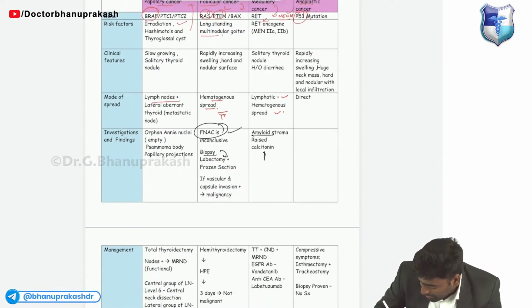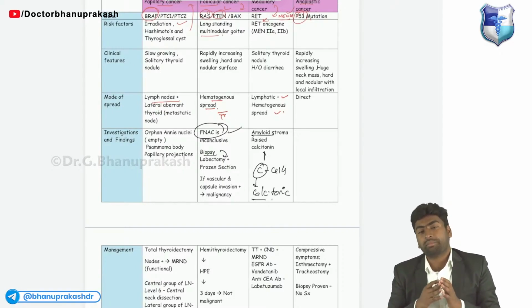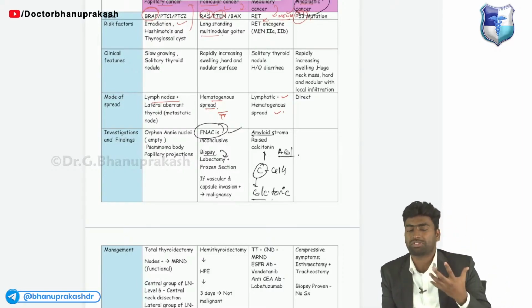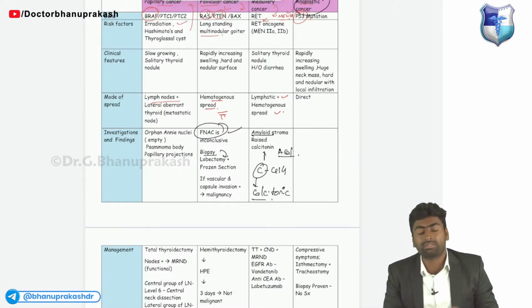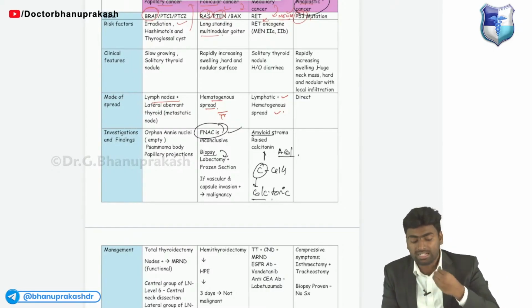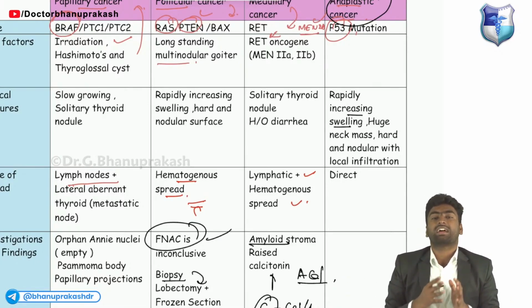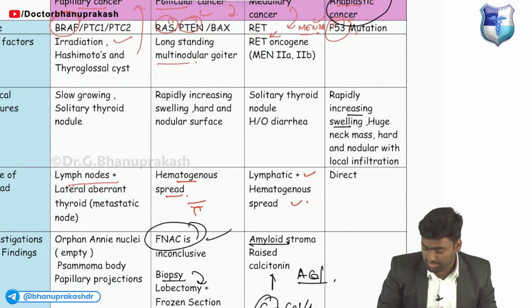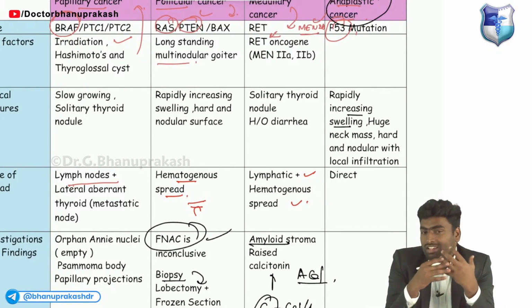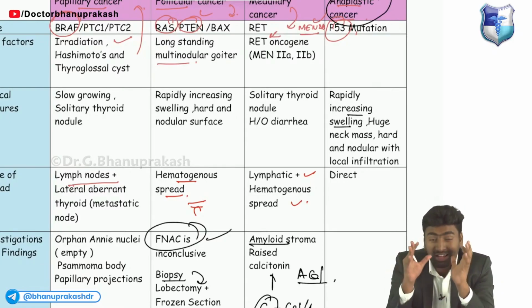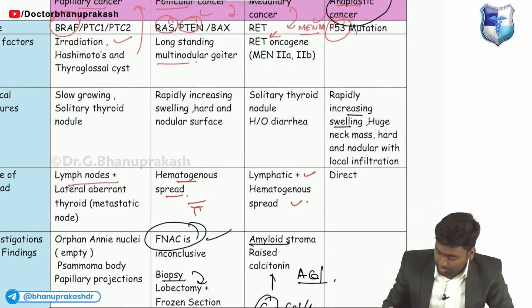Whereas medullary carcinoma we already discussed, it is because of the parafollicular C cells. So there will be involvement of calcitonin, leading to amyloid deposition, which is the ACAL type of amyloid. Fine. And anaplastic cancer mostly causes compressive symptoms. Compressive symptoms include esophageal symptoms, which cause dysphagia, and if it compresses the trachea, it causes dyspnea. So these are the symptoms caused mainly by anaplastic cancer.